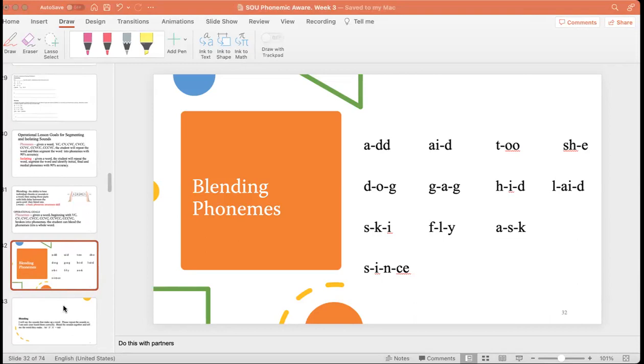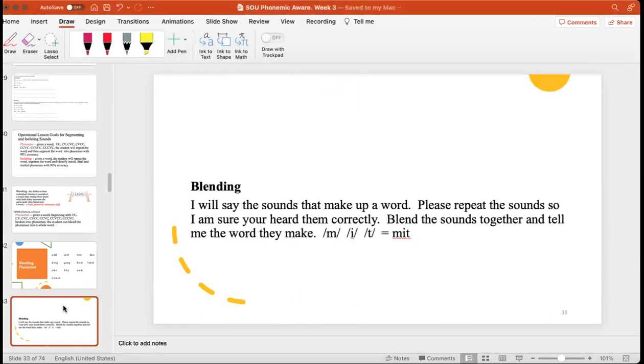So here are the directions. I will say the sounds that make up a word. Please repeat the sounds so I'm sure you heard them correctly. Blend those sounds together and tell me the word they make. It. And then your student would repeat it, and tell you the word mit.